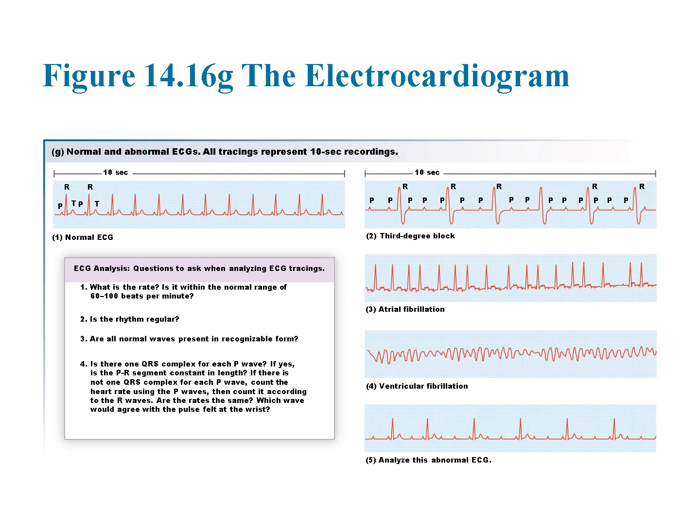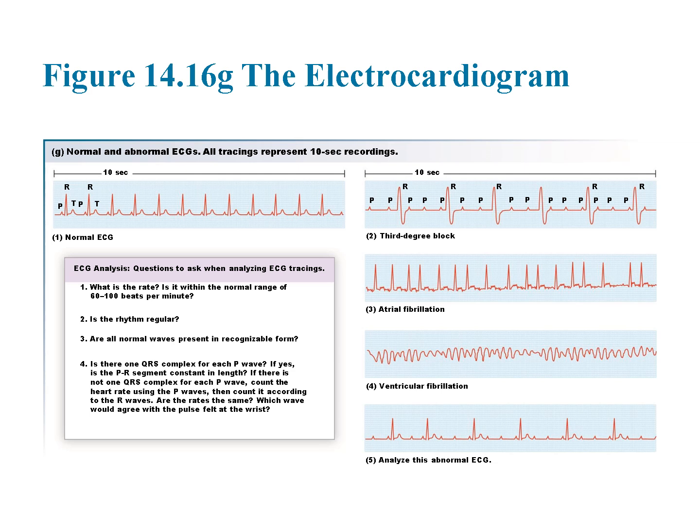Electrocardiograms, or ECGs, provide valuable insight into the electrical activity of the heart. This slide presents examples of both normal and abnormal ECG recordings, each representing 10-second intervals. The first tracing at the top left shows a normal ECG. It features a consistent pattern of P waves, QRS complexes, and T waves, indicating regular atrial and ventricular activity with a normal heart rate and rhythm.